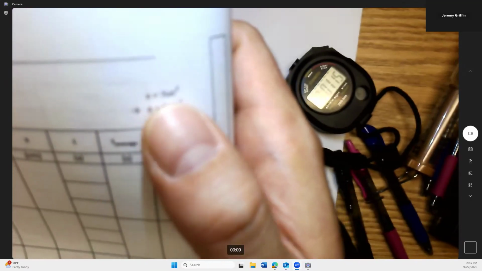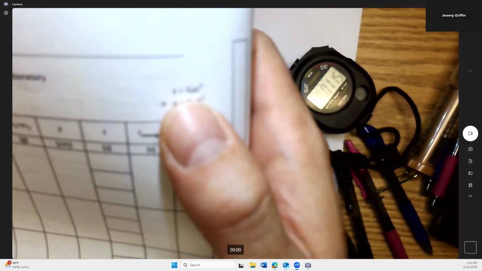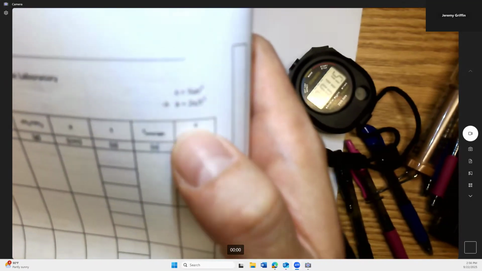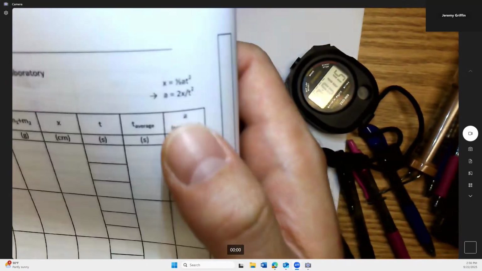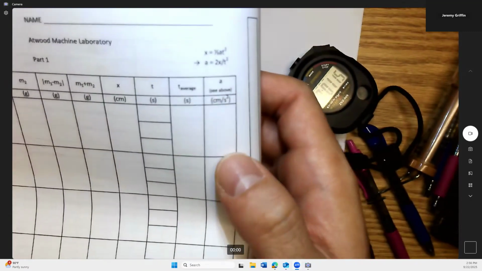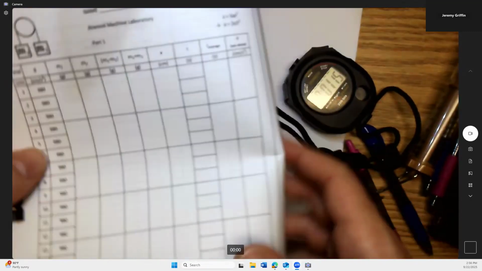You guys remember that equation right there? x equals 1 half a t squared? Remember that? Okay. So if you rearrange that, you can solve for acceleration, and I'll show you exactly how to do that. If you have a question about that, let me know. I'll be walking around helping you guys out, of course.